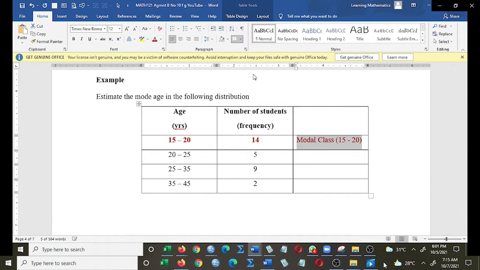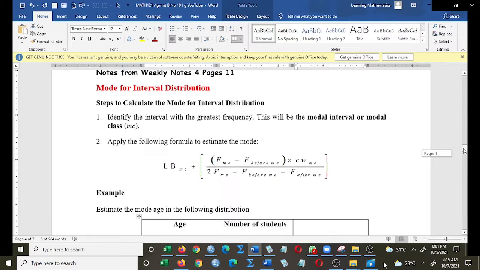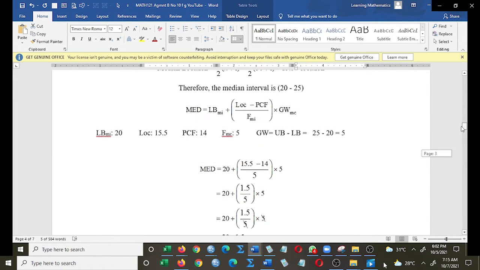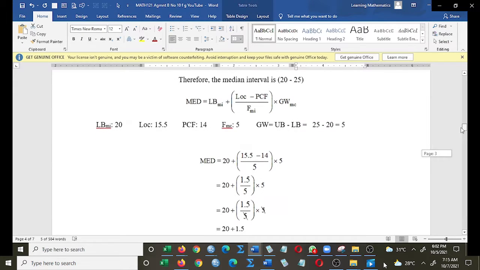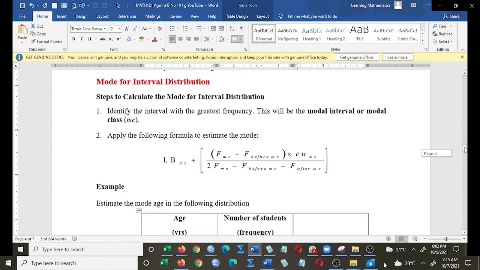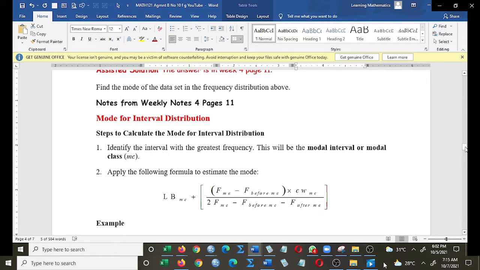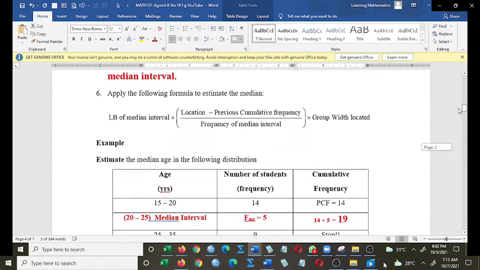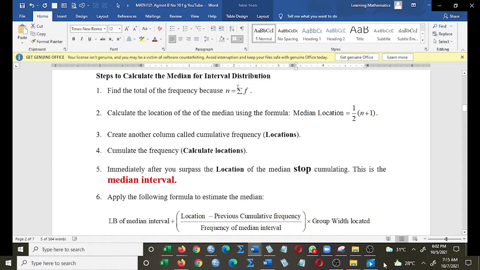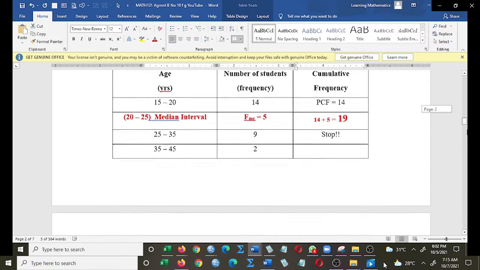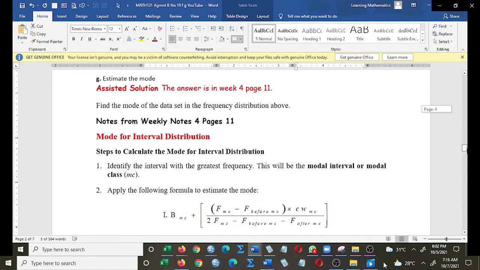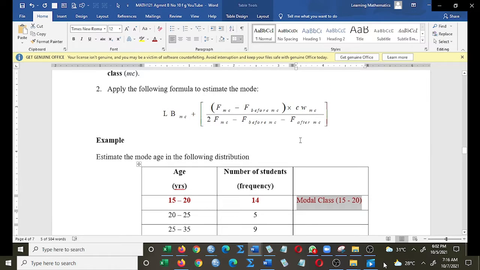Okay, and the formula for mode looks a little bit more complicated than the median formula, but in fact it is easier to get the mode than the median because you only have 2 steps. The median has 6 steps. All right, first you have to sum up the frequency to get the n, locate the median, create another column called cumulative frequency, cumulate the cumulative frequency, stop when you surpass the location, and then apply the formula. But for the mode, all you do is identify the modal class and go straight to the formula.